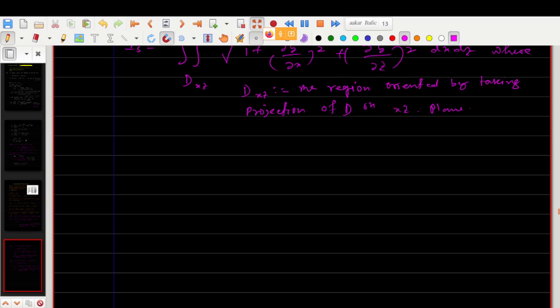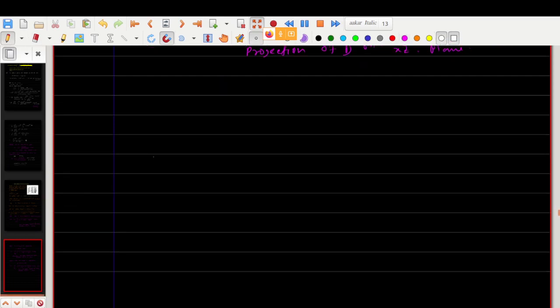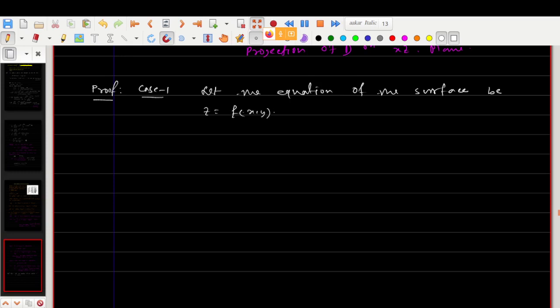Now I shall prove case 1, right? As I promised to you, let me prove that. Let the equation of the surface be z equals f of x, y, and any point on the surface be denoted as (x, y, z), right?